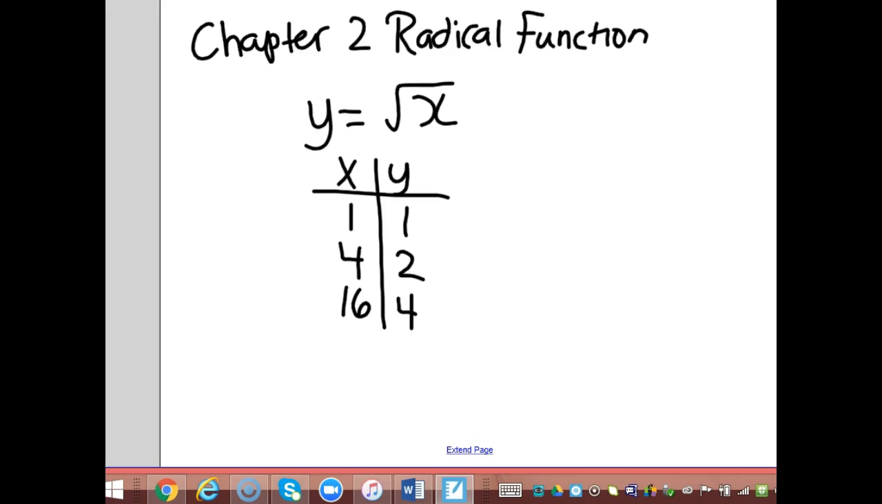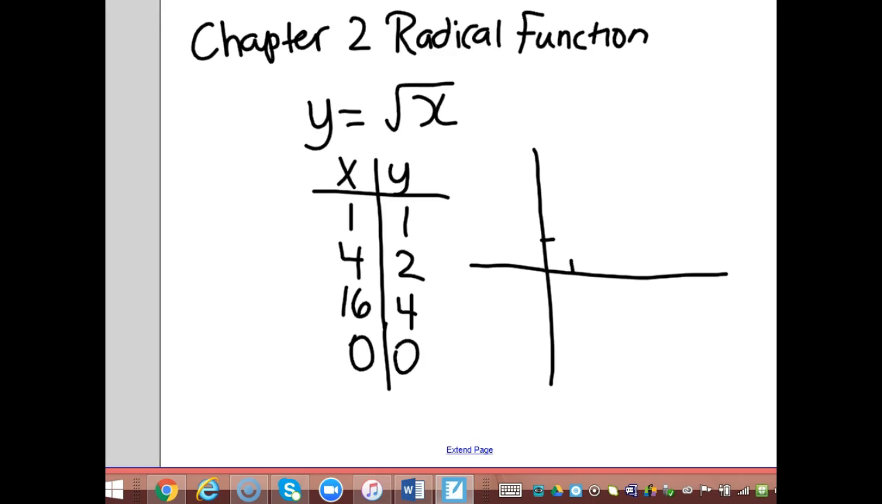And so what your picture starts to look like is this. Oh, and we can also have 0 in there, right? Because if we had 0, our y would be 0. So our points are going to be 0 and 0, 1 and 1, 4 and 2. And then if we went 16 and then 4, our picture would start to curve like this. So it's not going to be in the negative area.